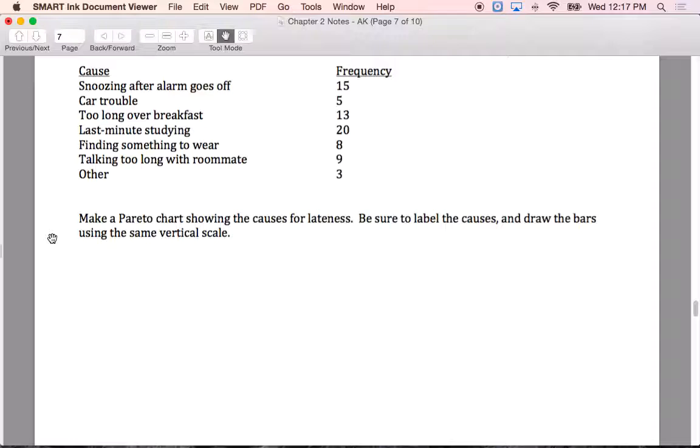When we go through this, you have to look for the biggest number, and that's going to be where you start with your list. Our biggest number there is 20. That's last minute studying, so that bar is going to lead everything off. Your y-axis is going to be your frequency, so your numbers there. Your x is going to be the label for that bar.